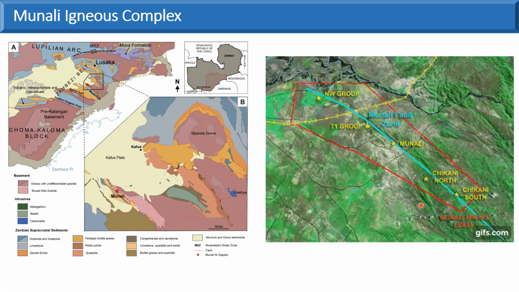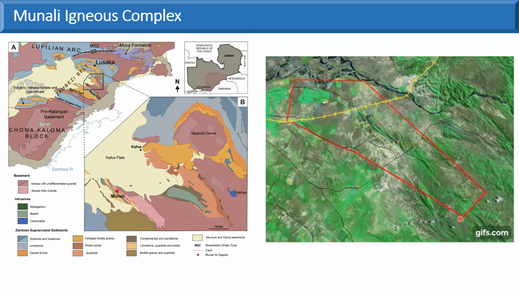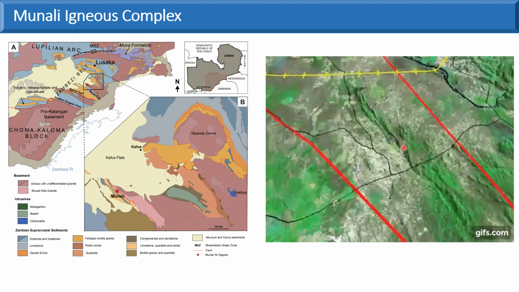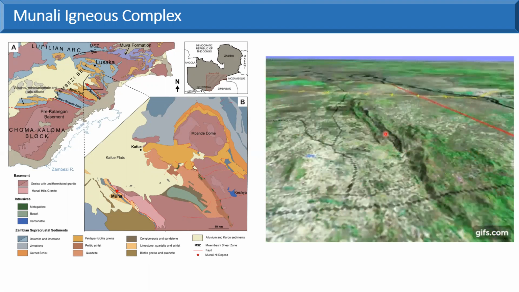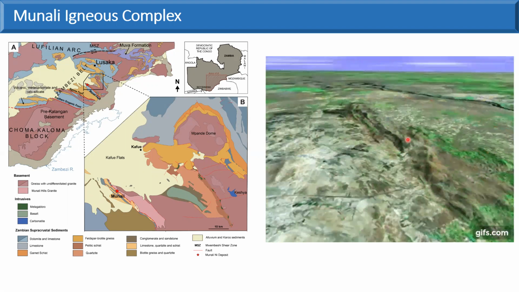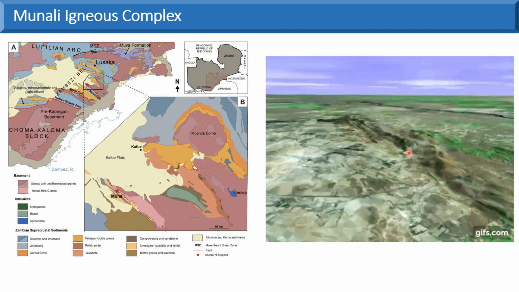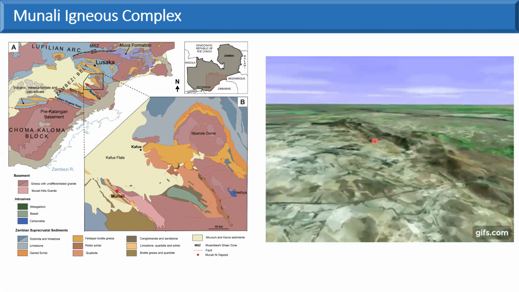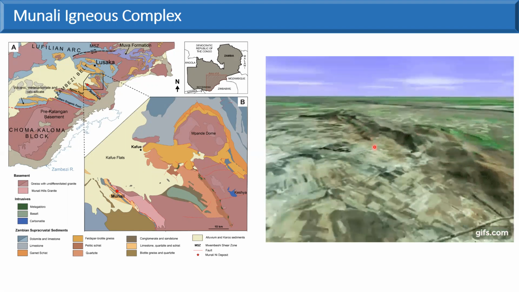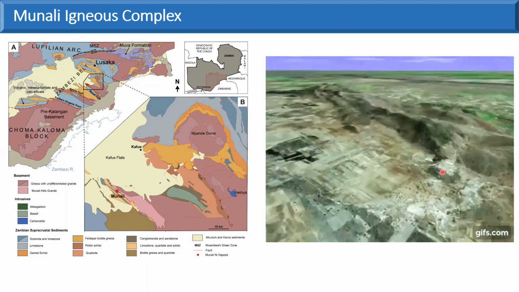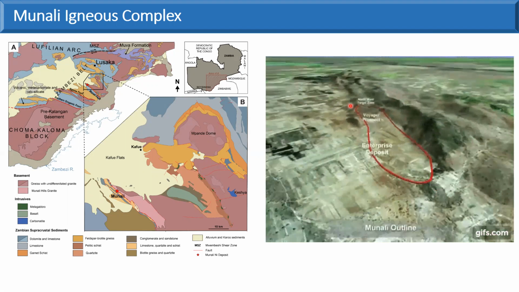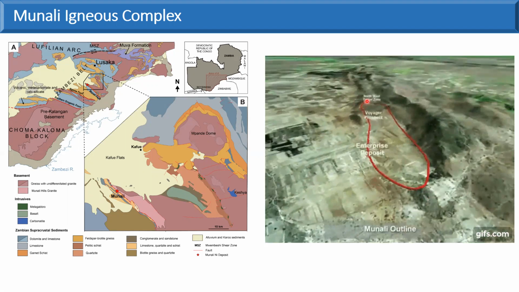So if we zoom in along this Munali fault, we can see that it's highlighted topographically by a ridge, and this marks the Munali Hills. And it's at the base of this Munali Hills that we've got the emplacement of the dynamic mafic ultramafic complex that is Munali. And this comprises an elongated, lozenge-shaped intrusion, about 2 kilometers in length and around 500 to 700 meters in width.